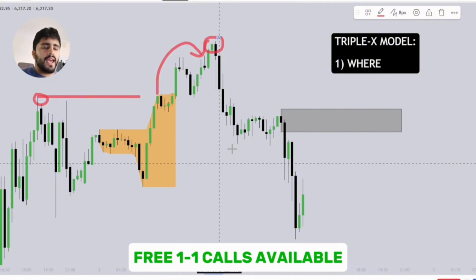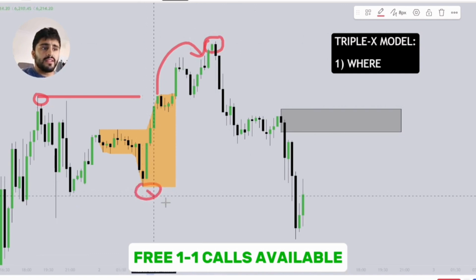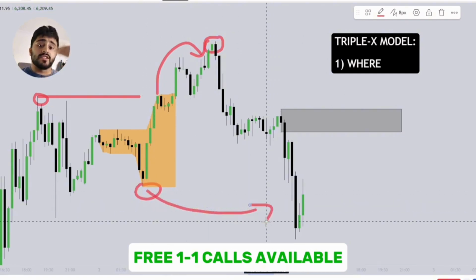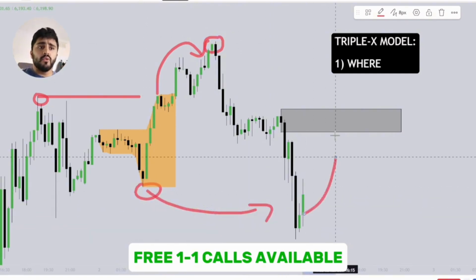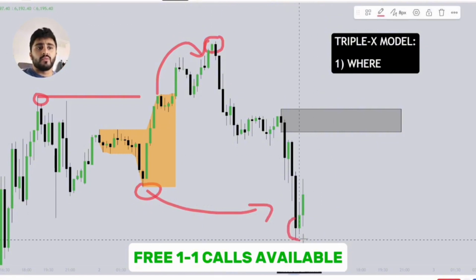I believe this was 8 a.m. UK time, so 3 a.m. EST. Now we take out the Asian low. So we take out the Asian high, then we take out the Asian low before heading higher. So you want to ask yourself what this means.